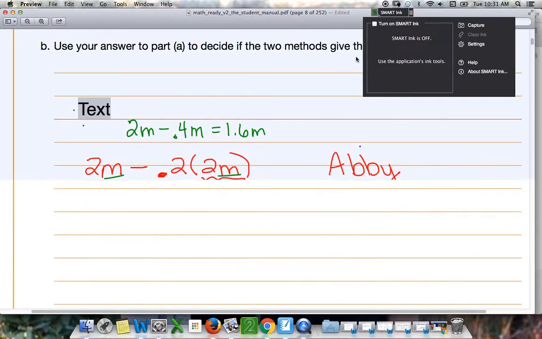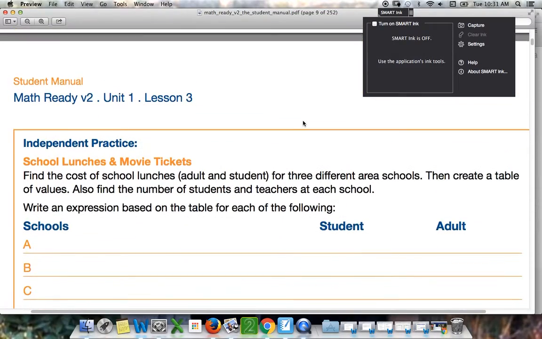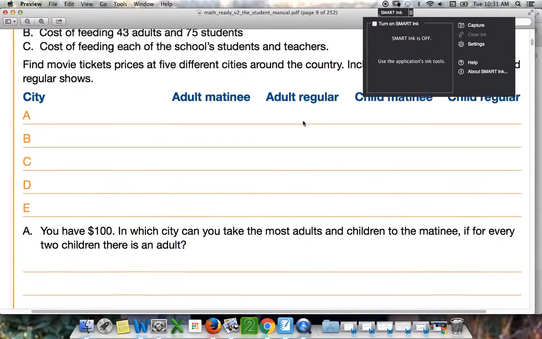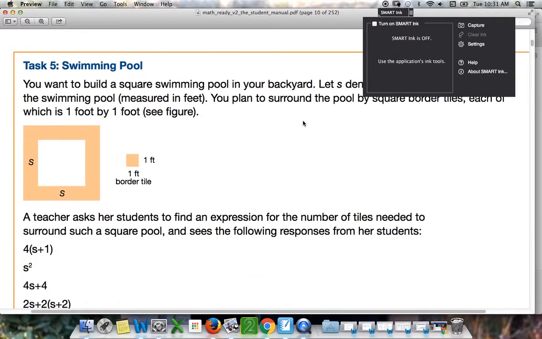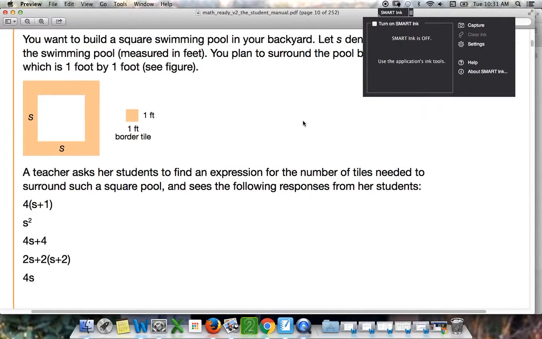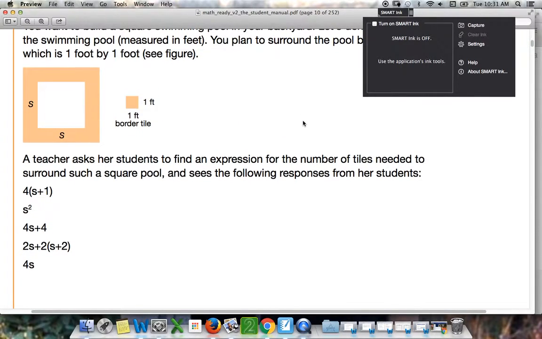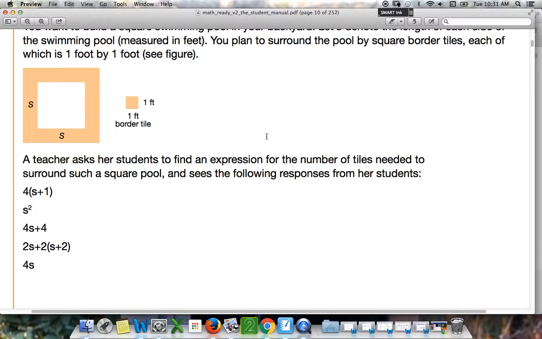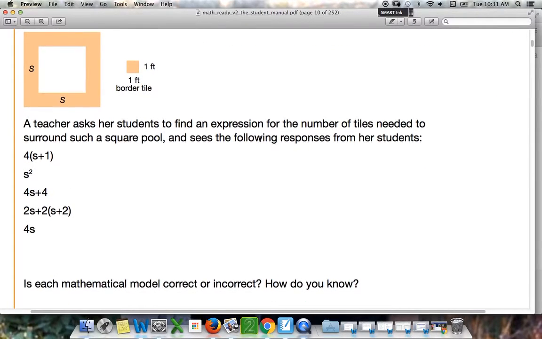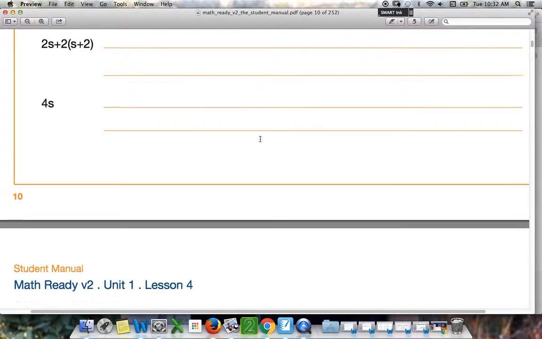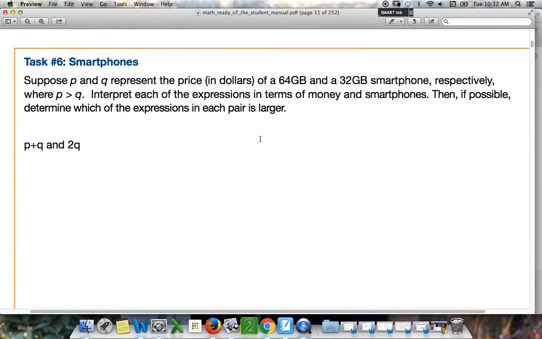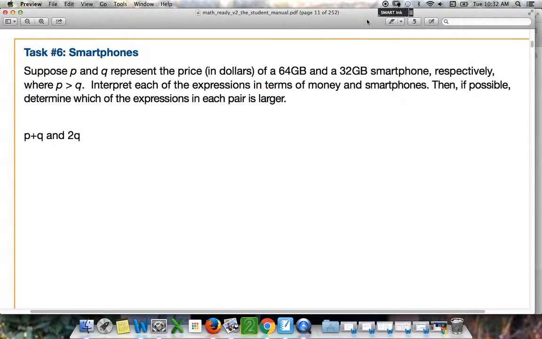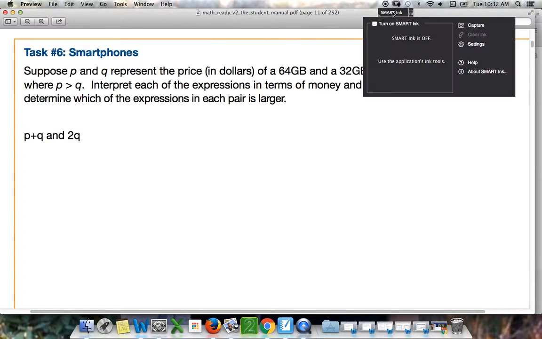All right. For the rest of that, go ahead and look at the independent practice there. See what you can do. Swimming pool, I would like you to look at that and come in with questions if you have them. You can email me with questions if you have them as well. In task 6, you will have some of these.